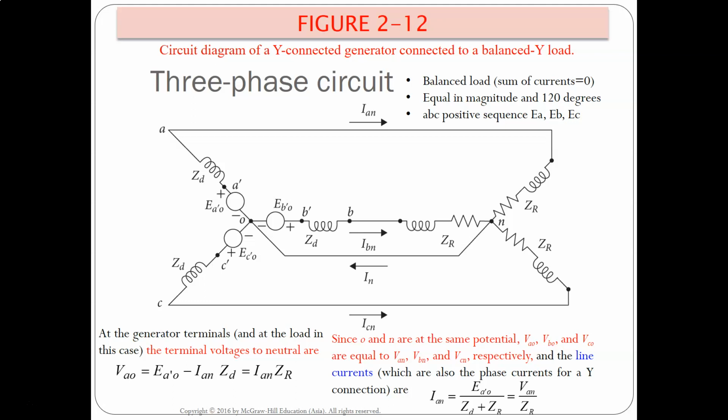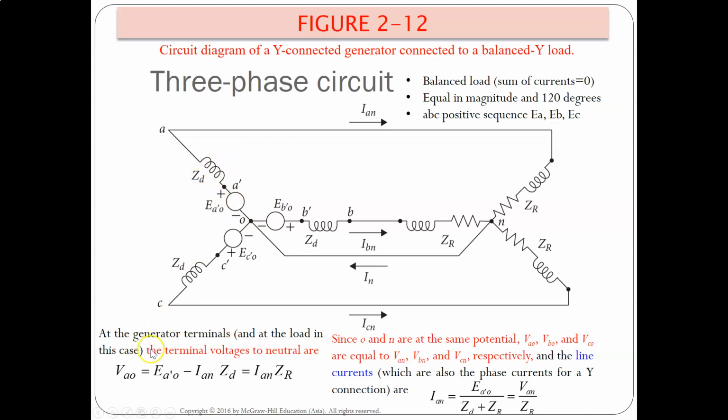This is the figure in the book, and it's the same way, but in the book we use the A, B, and C values. And typically we represent each coil of one of the phases of the generator as an EMF and an impedance.